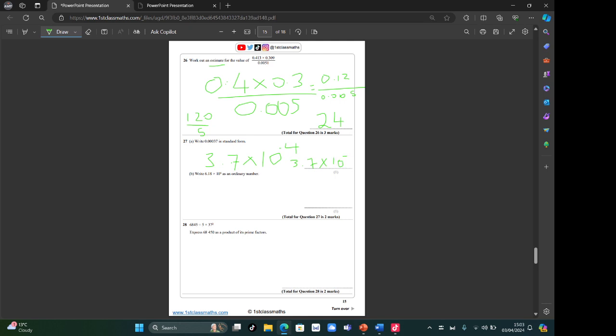Okay, next part. So part B: write this standard form as an ordinary number. So 6.18 times 10 to the 6. So I'm going to times it by 10,000 actually. Sorry, a million. It's going to be 1, 2, and then 3, 4, 5, 6. So it's 6 million and then 180,000. Okay, and that is my final answer.